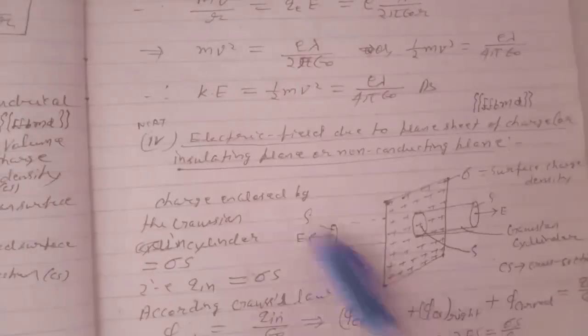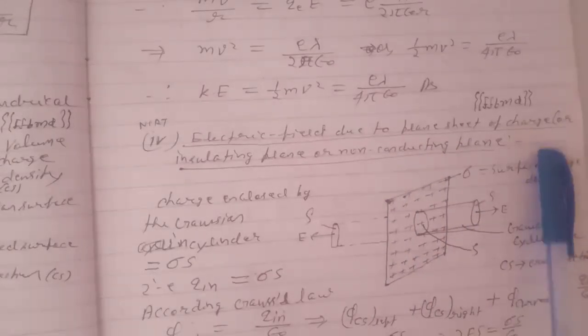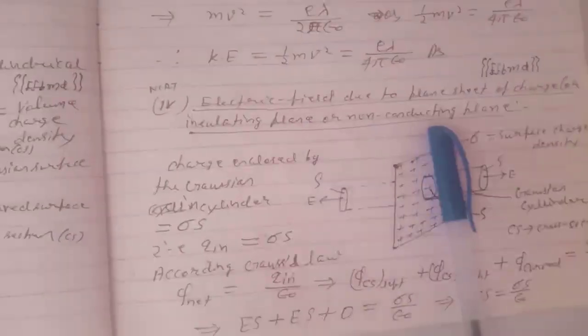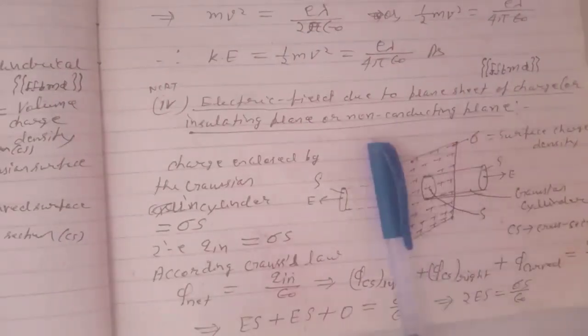Next, number 4: electric field due to a plane sheet of charge, or insulating plane, or non-conducting plane. Here we are considering a non-conducting or insulating plane.